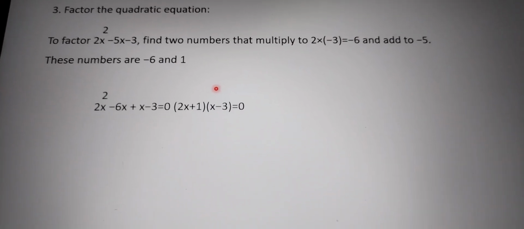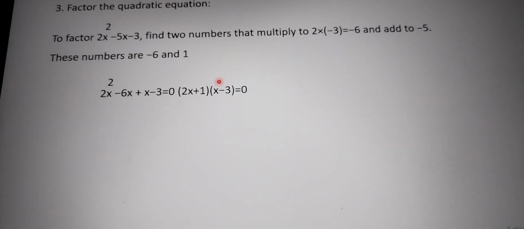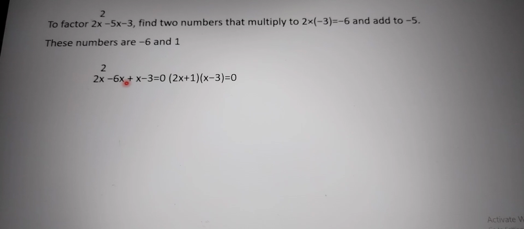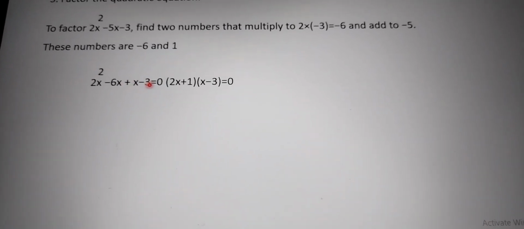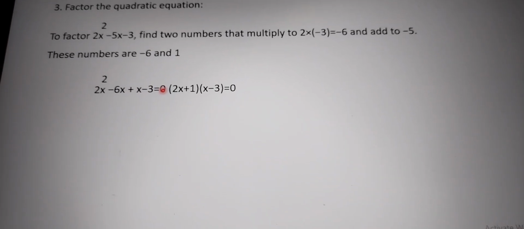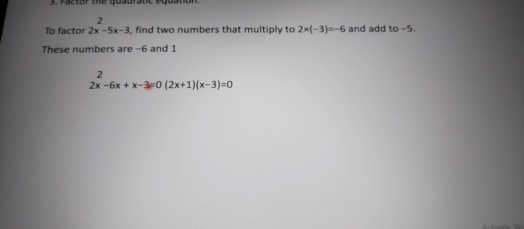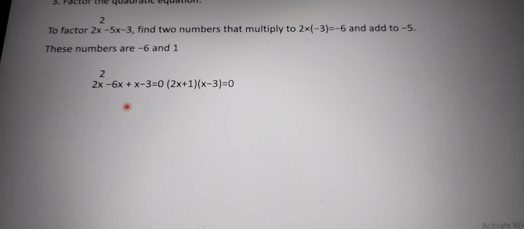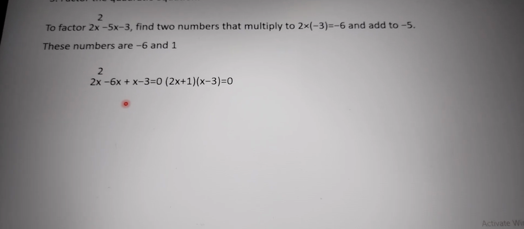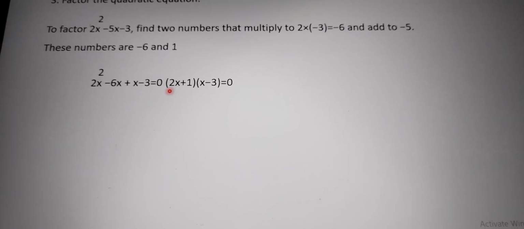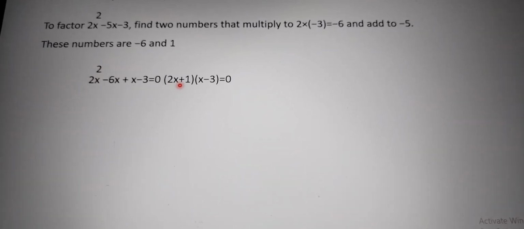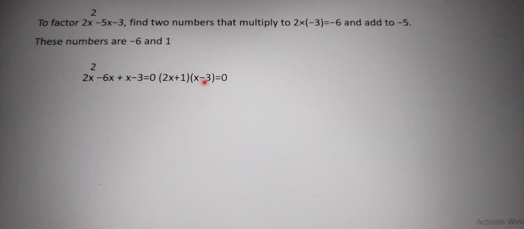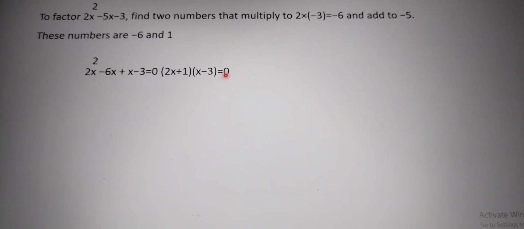Now the next step is to substitute them. It will be written as 2x squared minus 6x plus x minus 3 is equal to 0. We still have the x minus 3 part. We just substituted negative 6x and x for negative 5x. So this will be easily simplified into 2x plus 1 in brackets, and another bracket that says x minus 3, is equal to 0.